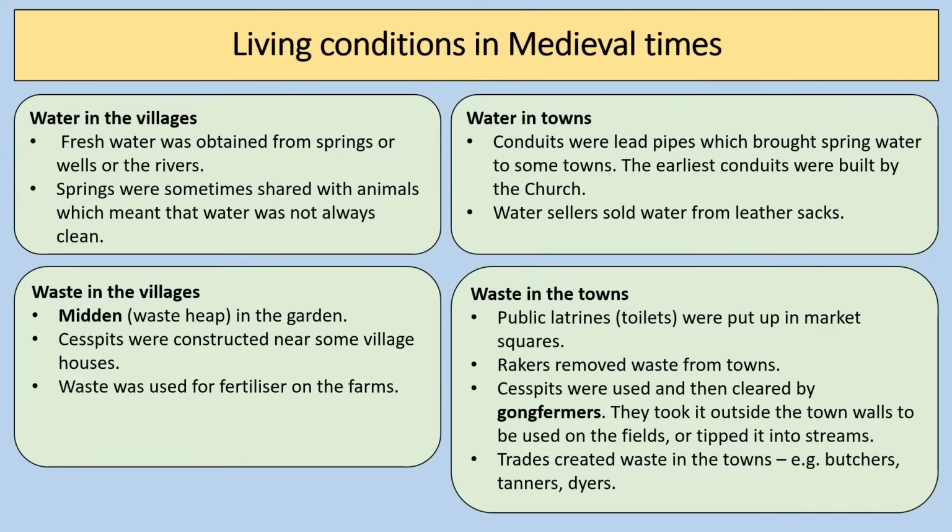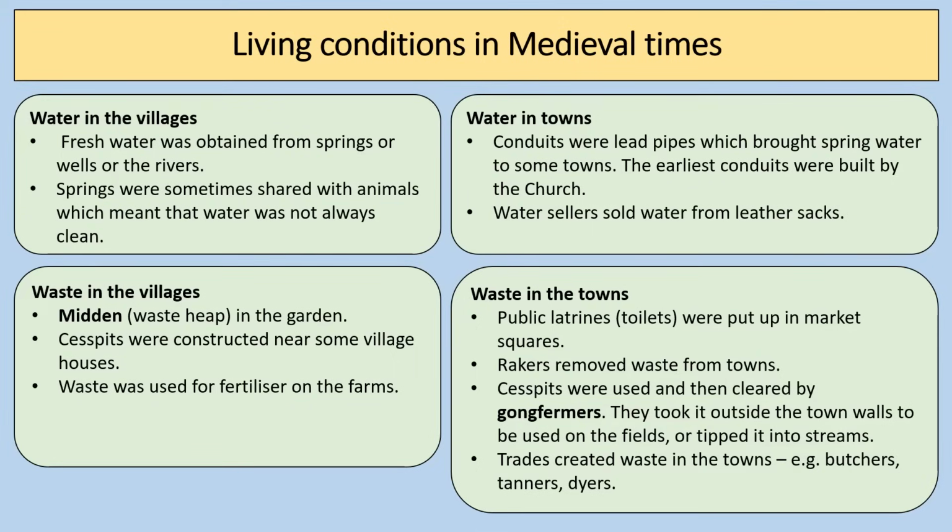The earliest conduits were actually built by the church, who had the money to pay for these. Water sellers sold water from leather sacks and would go around door to door selling it. And of course, there's no doubt that some people in the town would have used the river within the town for water as well.